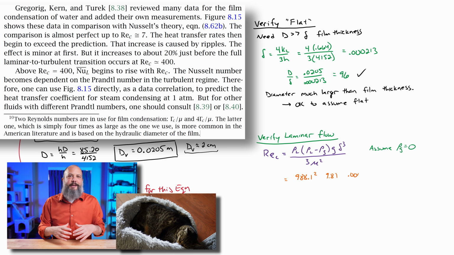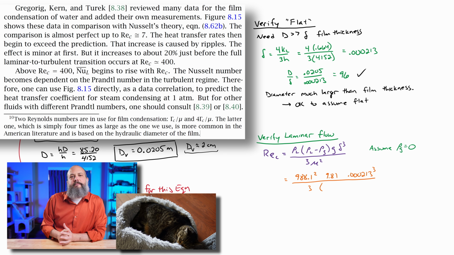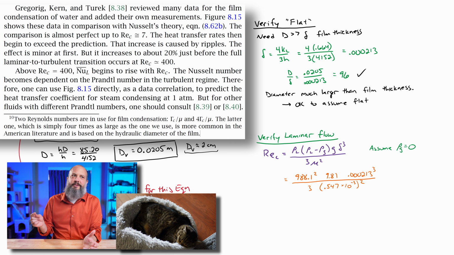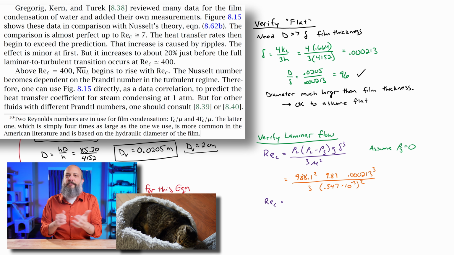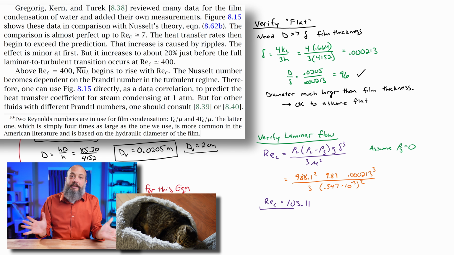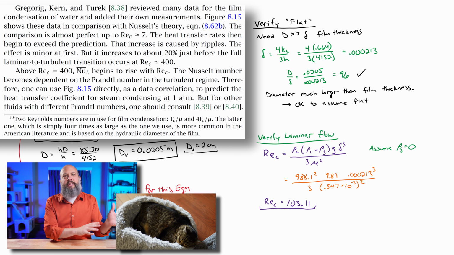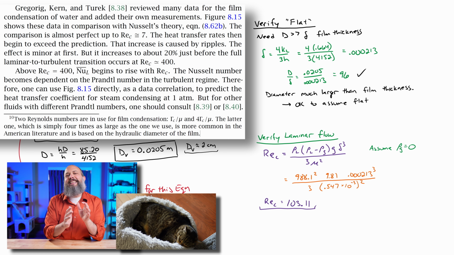Density of the liquid times the quantity, the difference between density of liquid and gas, gravity, delta cubed over 3 viscosity squared. And now I'm going to make an assumption here that the density of the gas is approximately 0, because comparing liquid water to vapor water, the vapor is basically 0 compared to the liquid. So I'm just going to really call this density of the liquid squared. Don't really need to look up any new values. These are all the same values we've already calculated before. I get an Re_c, right, a Reynolds number of 103.